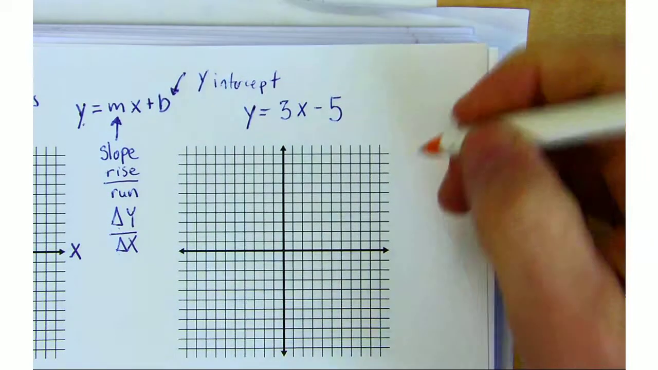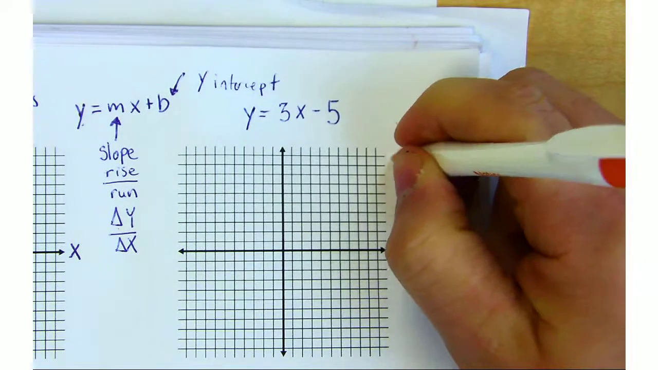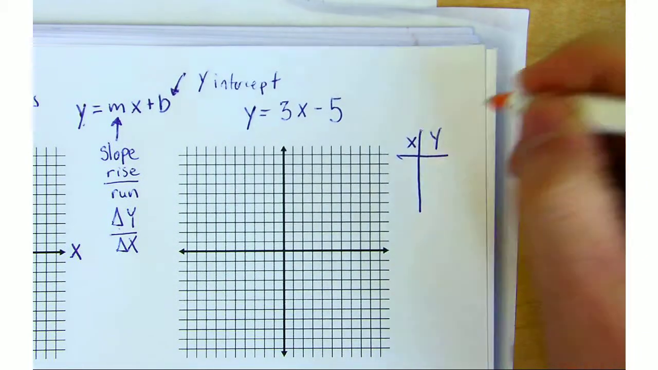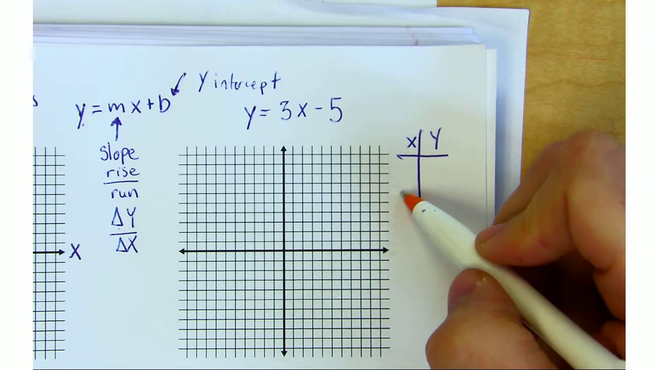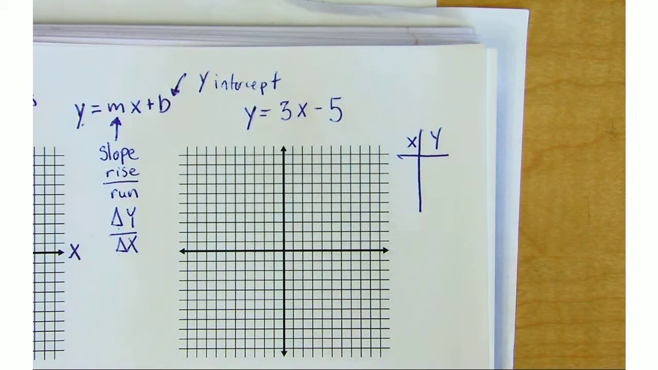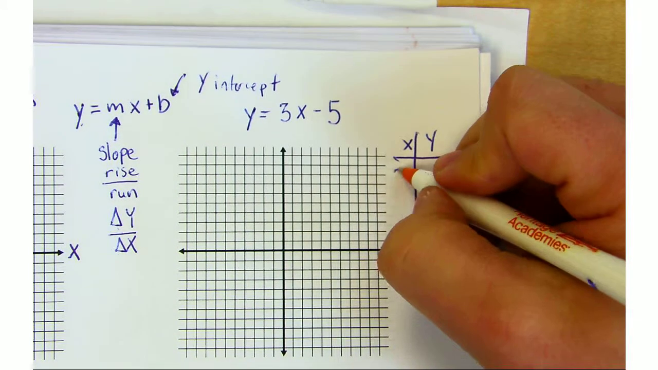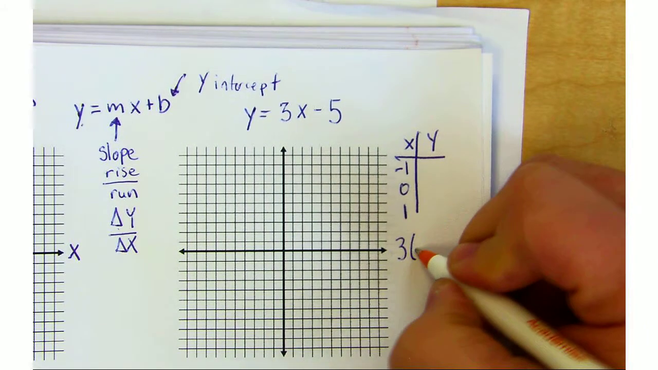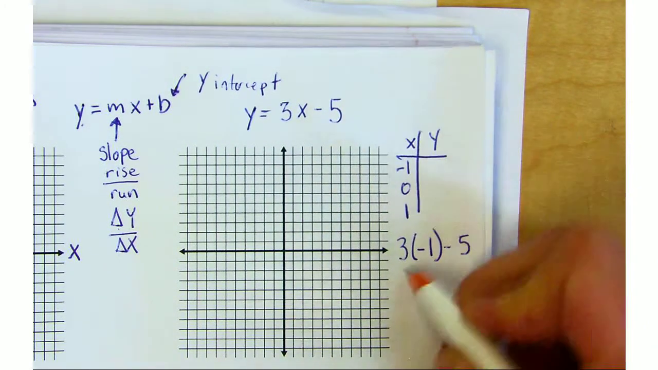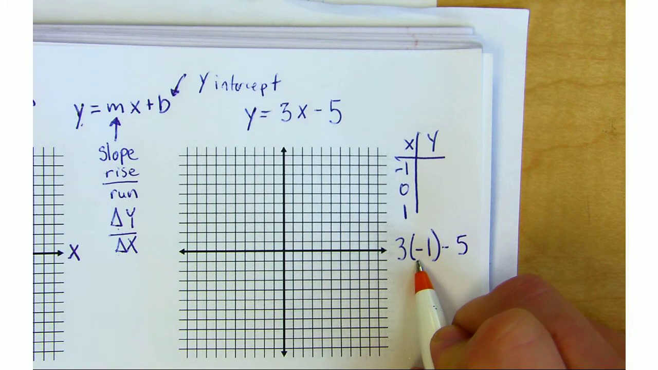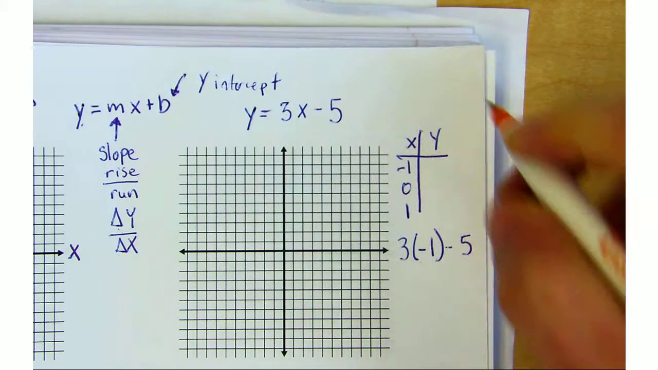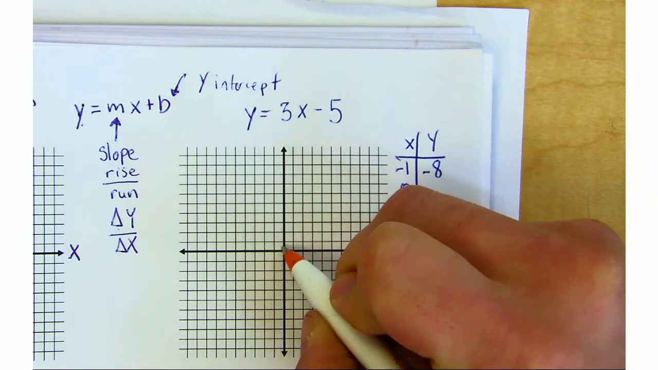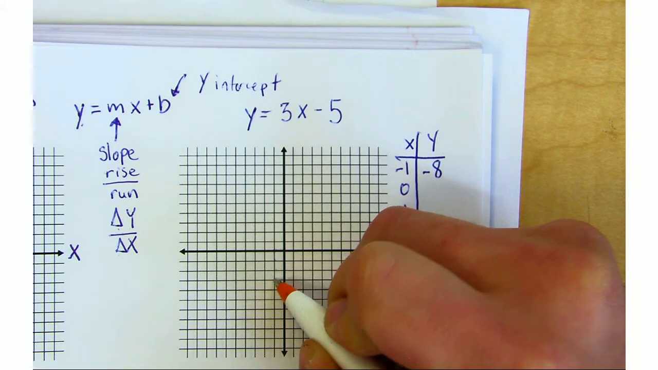Again, I'm going to make an xy table. You don't have to do -1, 0, and 1, but I like to have a negative, 0, and a positive. I choose those numbers because they're easy to work with. So then I plug it in: 3 times -1 minus 5. 3 times -1 is -3, minus 5 is -8. So that's my first point: (-1, -8). 1, 2, 3, 4, 5, 6, 7, 8.